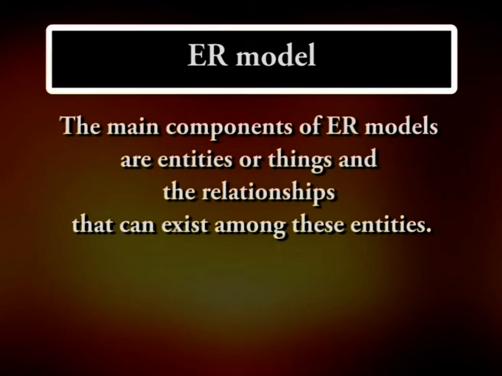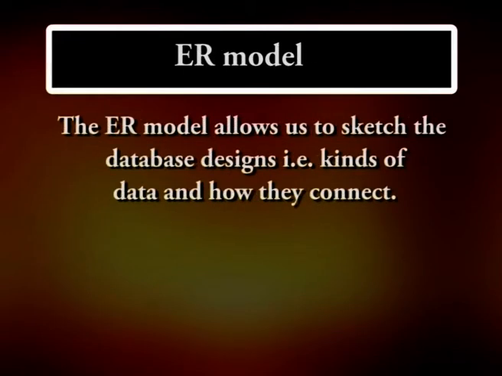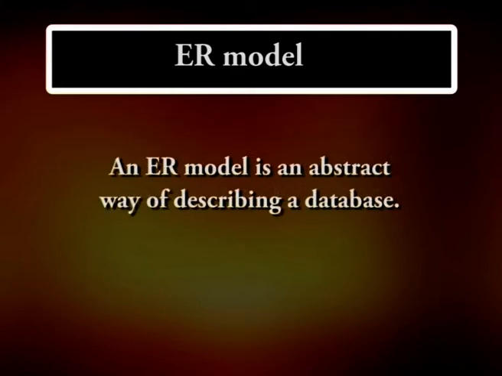The main components of ER models are entities or things and the relationships that can exist among these entities. The ER model allows us to sketch the database designs, that is, the kinds of data and how they connect. An ER model is an abstract way of describing a database.